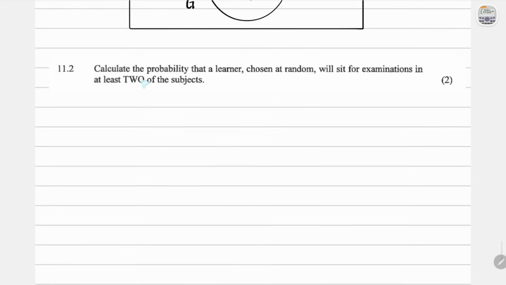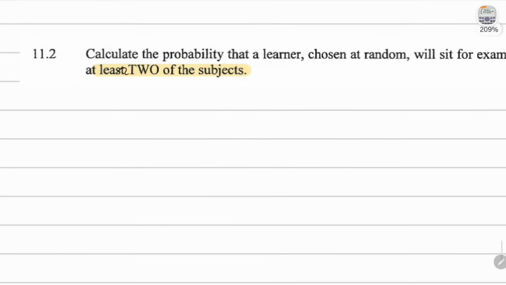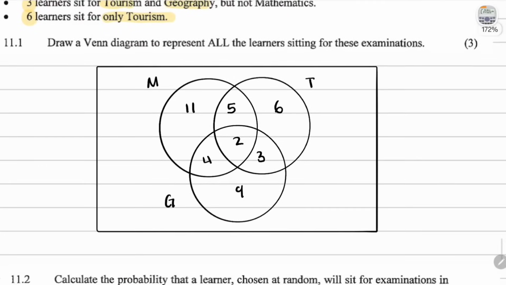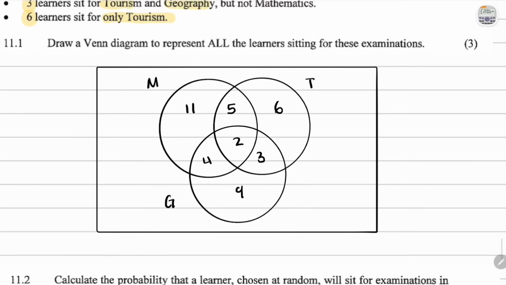Question 11.2 says, calculate the probability that a learner chosen at random will sit for examination in at least 2 subjects. Okay, so let's break down what at least means. At least just really means at lowest, meaning the minimum amount of subjects that these learners sat for would be 2 subjects. Okay, so we're looking for learners who sat for 2 subjects. Let's see, at least 2 subjects.